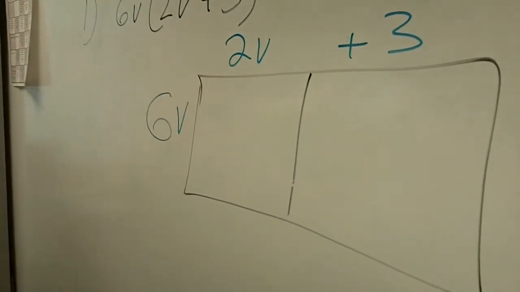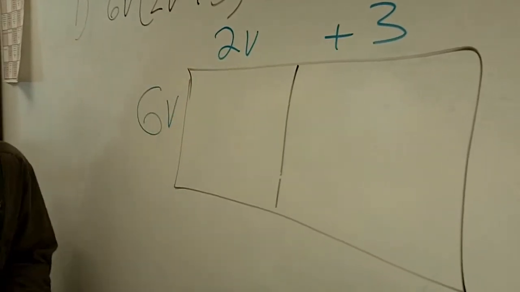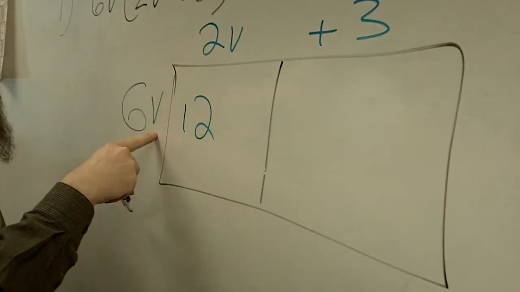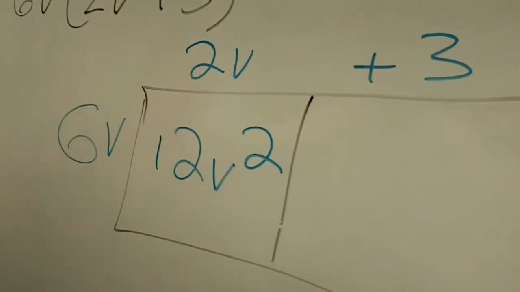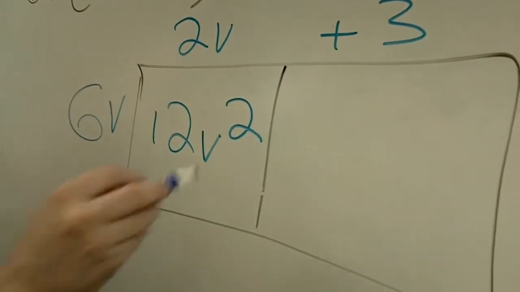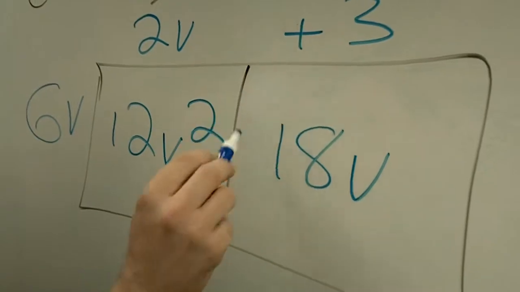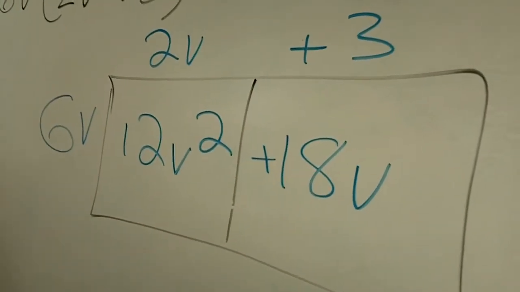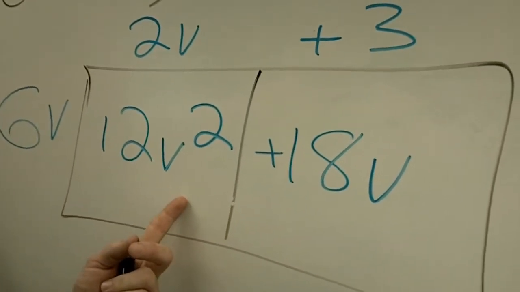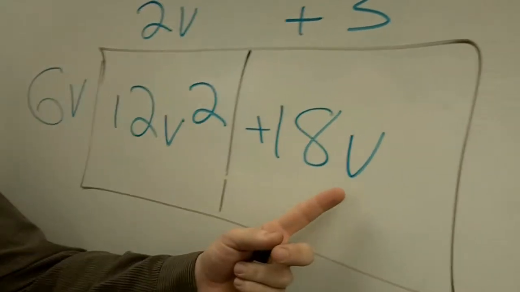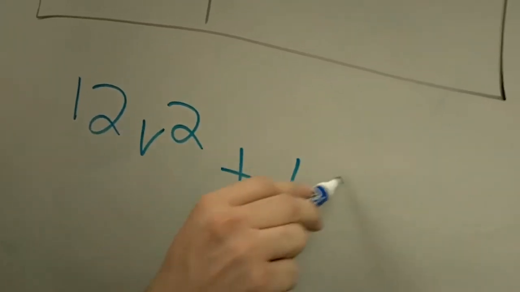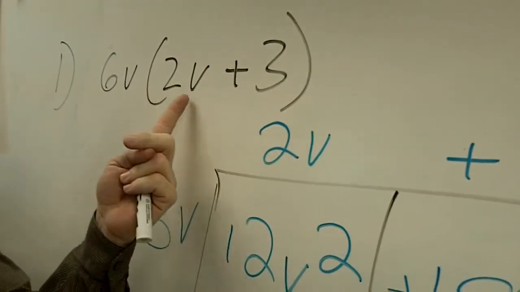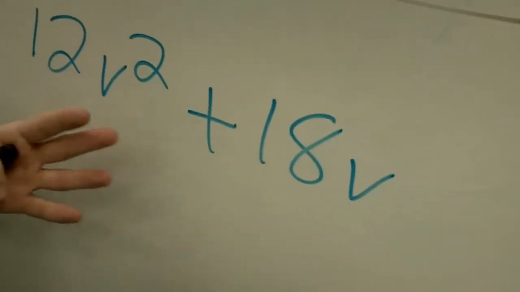What operation? Multiply. 6 times 2, everybody tells me is? 12. V times V is? V squared. Next we go 6 times 3 is 18. And then that V comes along, and it was a positive 18, so I'll write the plus with it. Now, in my box, do I have any other V squared terms? No. Do I have any V terms? No. So it's just going to be 12V squared plus 18V. So 6V multiplied by the quantity of 2V plus 3 equals 12V squared plus 18V.